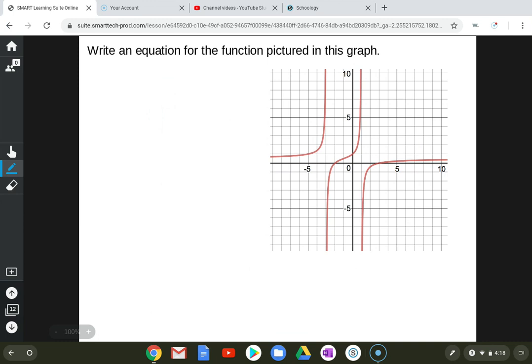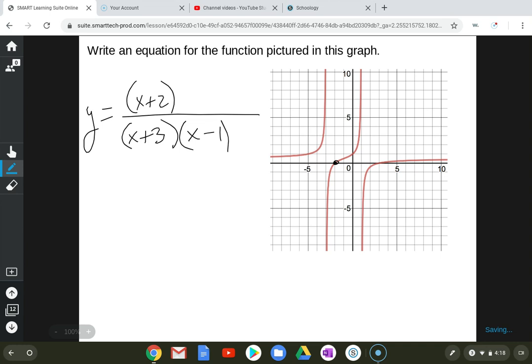Here we go. So y equals, start with the vertical asymptotes. We have a vertical asymptote at negative 3. So I'm putting an x plus 3. We have a vertical asymptote at 1. So I'm going to put an x minus 1. Let's look at our x-intercepts. We have an x-intercept at negative 2. And we have an x-intercept at positive 3. So I'm putting an x minus 3.